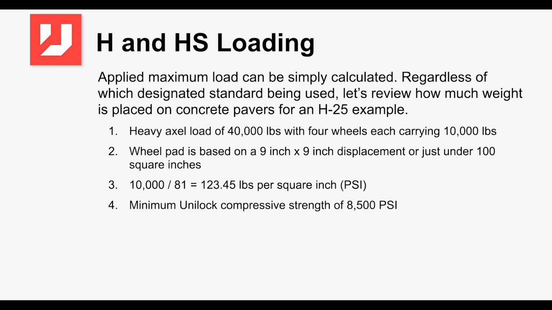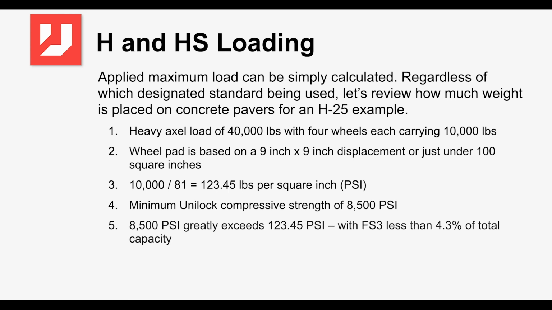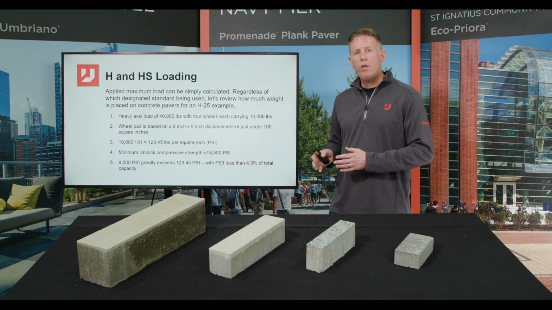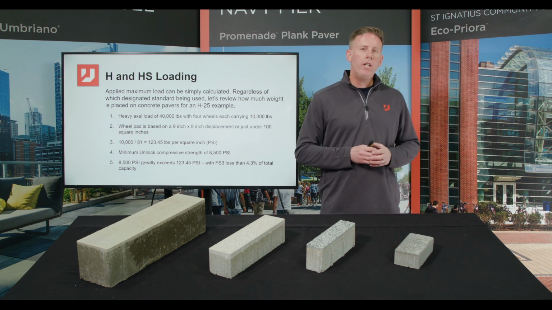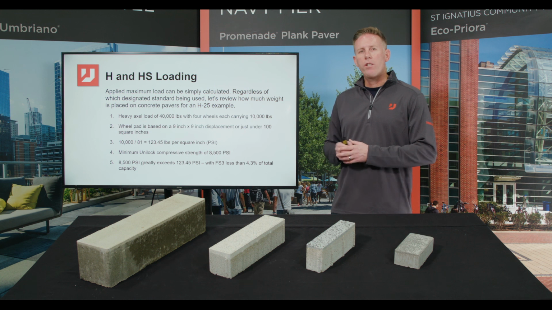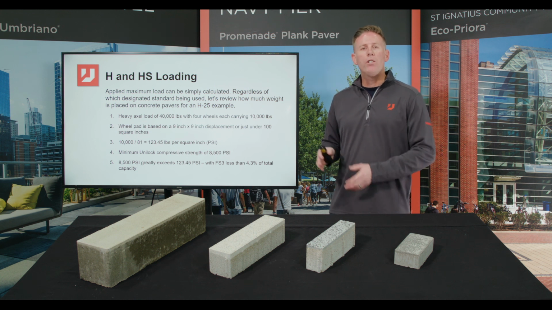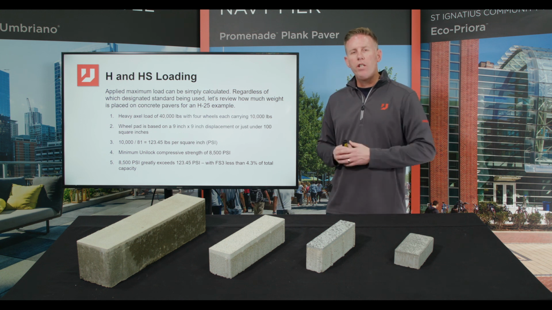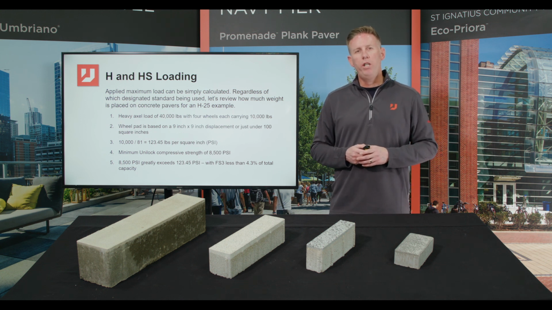Now the minimum Unilock compressive strength is 8,500 psi. So that really is only, with a factor of safety of 3 applied to it, about 4.3% of the total capacity. So when people ask about H loading and HS loading, that's not the most important thing to look at. You should be looking at the C936 standard for the compressive strength as well as the aspect ratio. And as we start to see more plank projects out there, you really want to consider that in all your applications for installations with heavy-duty traffic.